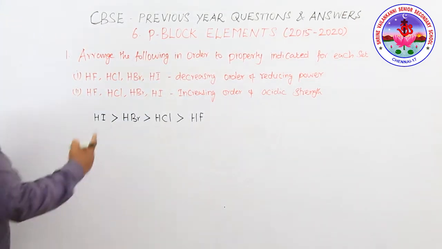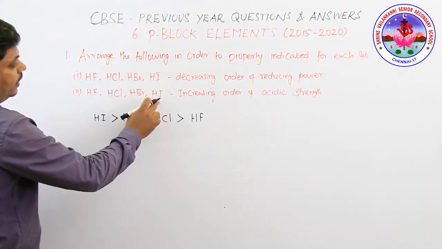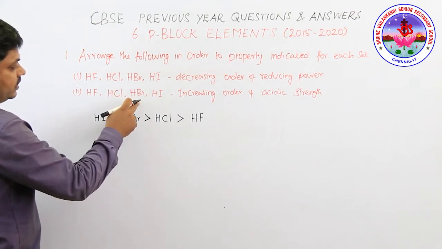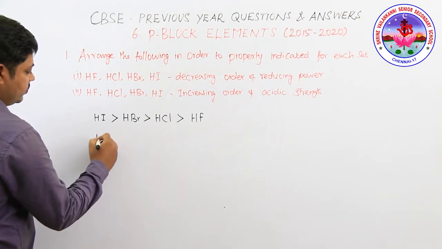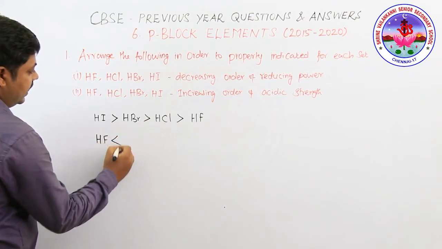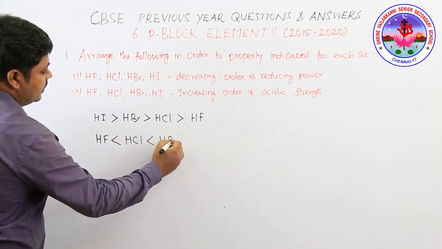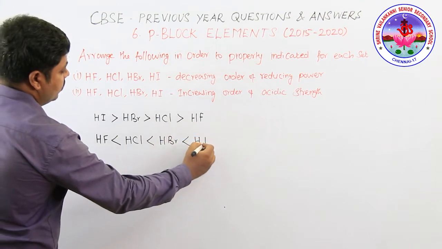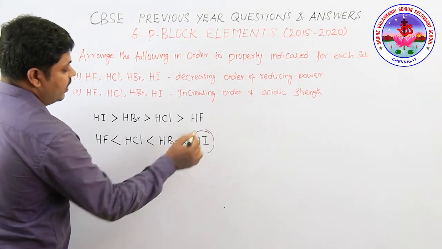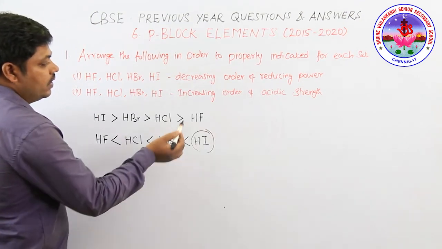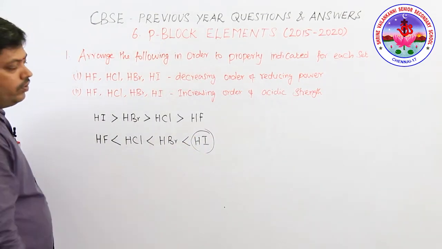Then the second question, increasing order of the acidic strength. You know that the strongest acid is HI, then after that HBr, then HCl, then HF. Increasing order means the second question answer is HF is less than HCl is less than HBr is less than HI. So hydrogen iodide has the most acidic strength compared to HBr, HCl and HF.